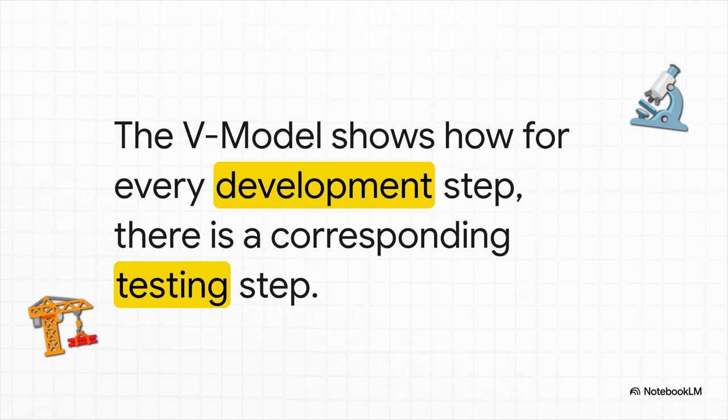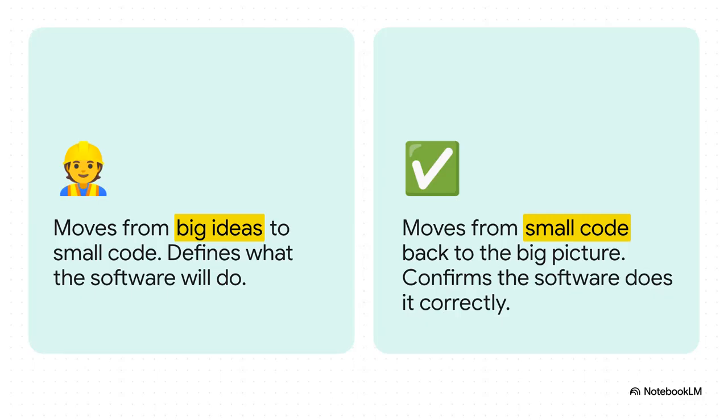The real magic of the V model is its shape. See, you go down one side of the V, breaking a big idea into smaller and smaller, more manageable pieces of code. And then you come right back up the other side, testing and putting those pieces back together until you've verified the whole thing works. The key takeaway? For every single step you take building it, there's a matching step for testing. And this right here shows that perfect relationship.